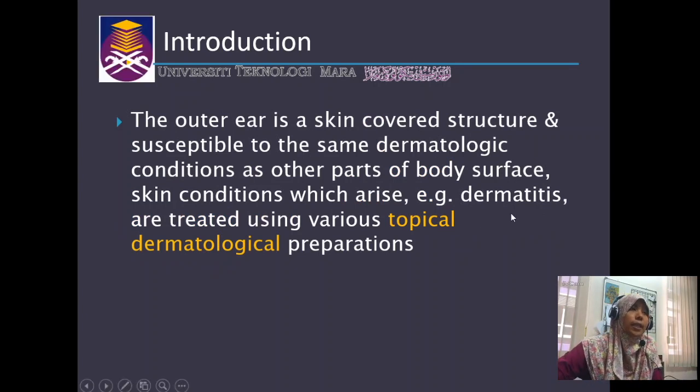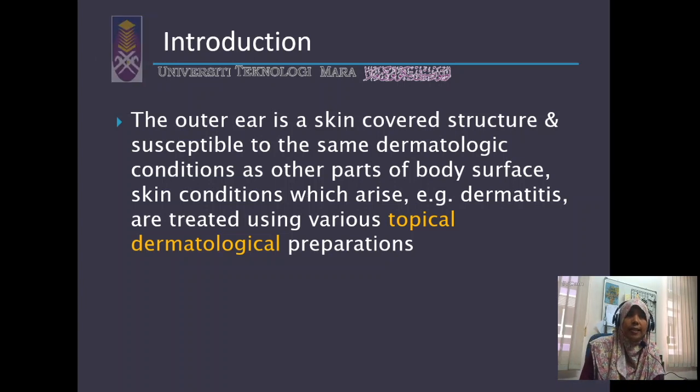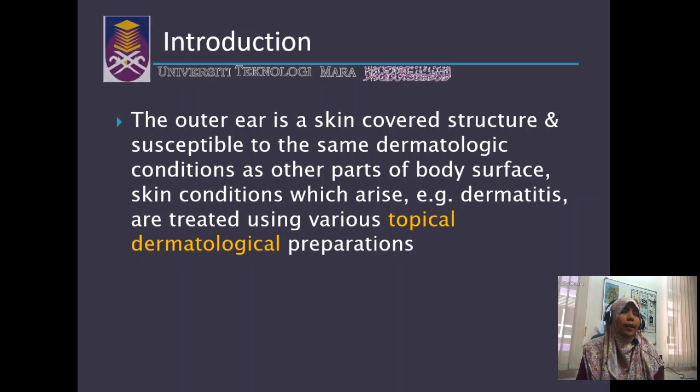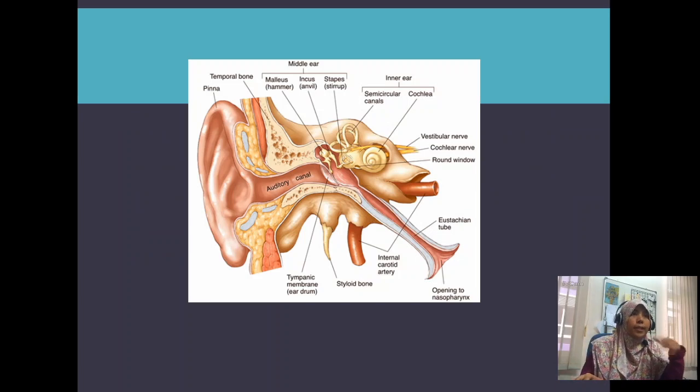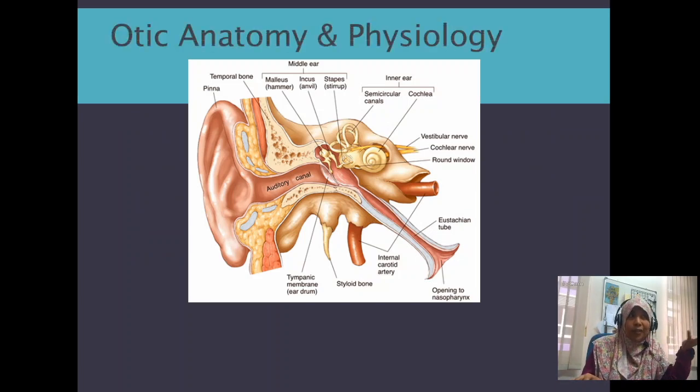The outer ear is a skin-covered structure and susceptible to the same dermatological conditions as other parts of the body surface. That is why otic is under topical, meaning we also cover the outer part of our ear. It is just like the other parts of the body surface, where skin conditions arise, for example dermatitis, and are treated using various topical dermatological preparations. So this is how our otic looks like, anatomy and physiology.